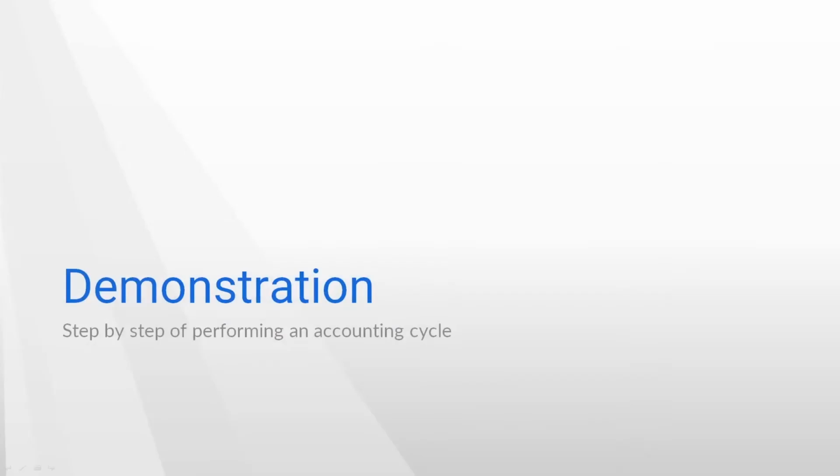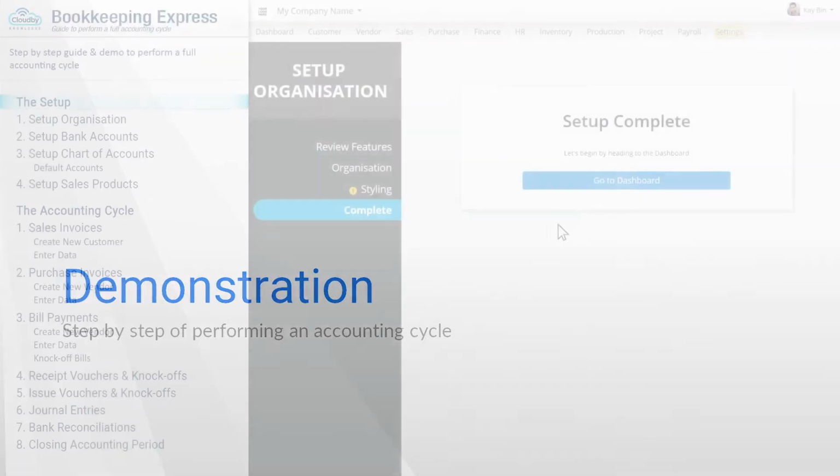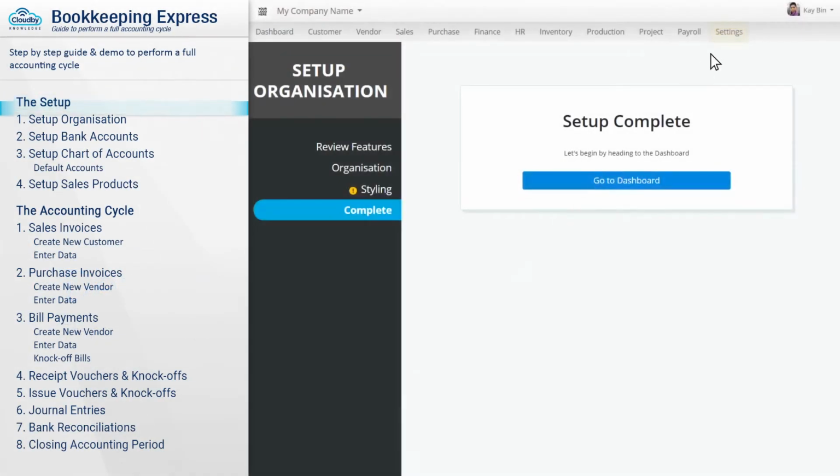Now we come to the full lesson and demonstration. We will demonstrate each of the steps. Use the description below to jump to chapters. Starting with a new organization. Go to Settings menu, Organization. Company.